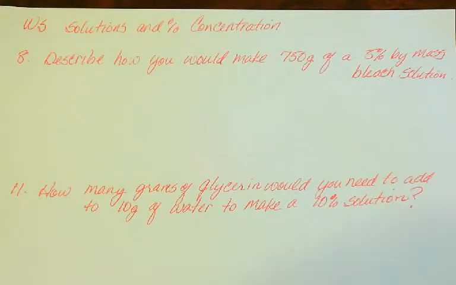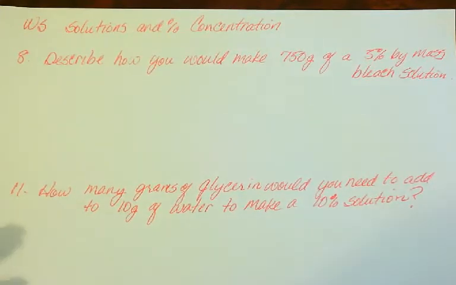Good morning, everyone. I'm going to do a couple example problems from the worksheet called Solutions and Percent Concentration. Problem number 8 says to describe how you would make 750 grams of a 5% by mass bleach solution.